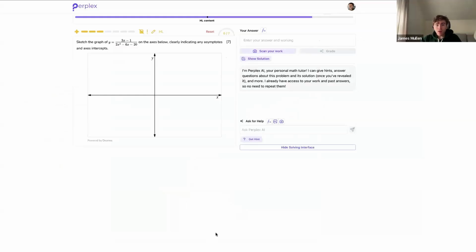All right, we have an IB style example of this, which is to sketch the graph of 3x minus 1 divided by 2x squared minus 6x minus 20. Okay, so how much time? We have no more than 45 minutes. I'm going to start with this straight away.